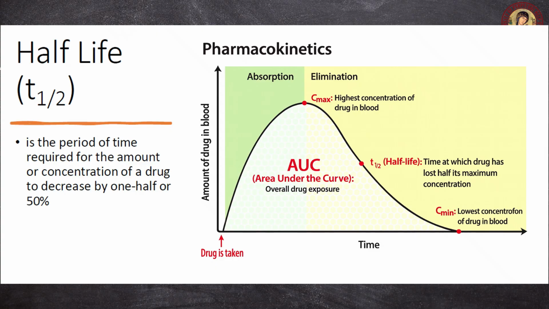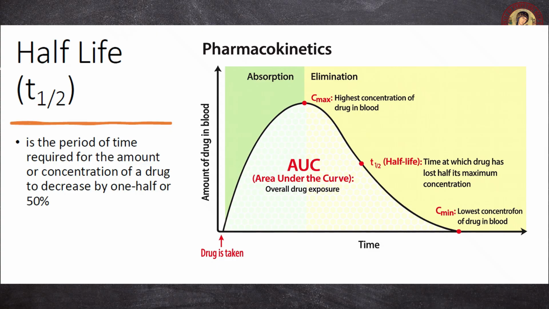This represents the pharmacokinetic profile of a drug. After administration, the concentration rises during the absorption phase until it reaches its peak. That's the Cmax, the highest concentration of the drug in the blood. Then comes the elimination phase, where the curve starts to fall. At the halfway point of this decline, we mark the T1/2, or the half-life, the exact time when the drug has lost half of its maximum concentration.